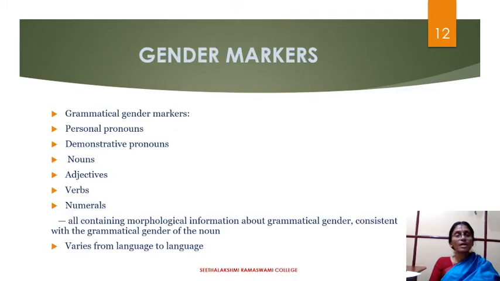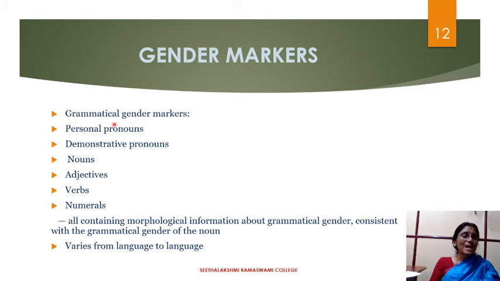So these are the word classes. And now we move on to the gender markers. Grammatical gender is marked. Just now we saw, it gets reflected. So the nearby words are changed. It undergoes change. When there is a grammatical gender, there will be a change in the words.